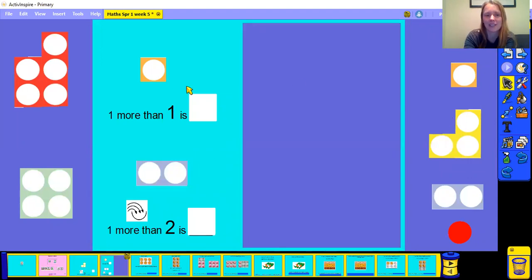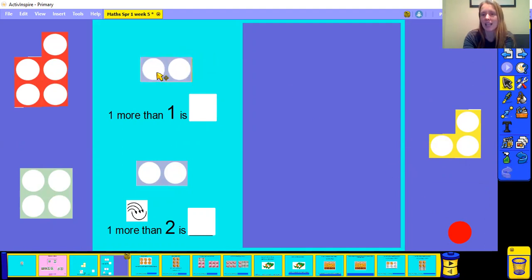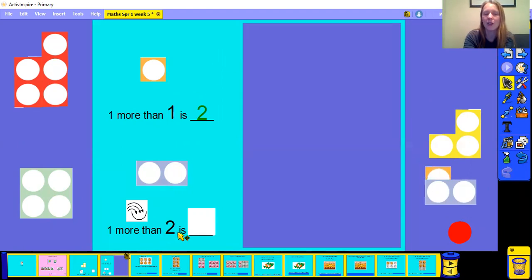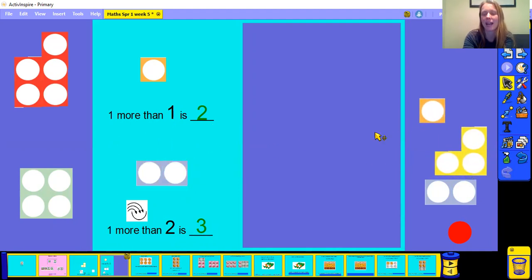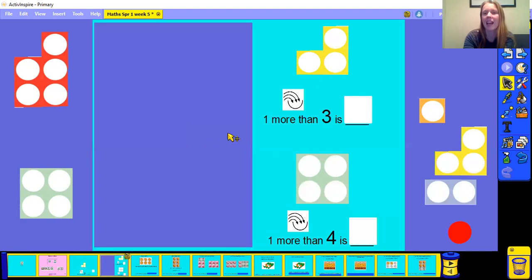Okay, let's read the first sentence. It says, 1 more than 1 is... First we have 1. Then we add 1 more. And now we have 2. That tells us that 1 more than 1 is 2. Let's try the next one. It says 1 more than 2 is... So first we have 2. Then we add 1 more. And now we have 3. That tells us that 1 more than 2 is 3. Well done if you got that right. Now pause the video again and have a go at the next questions. Come back after and we'll check them together.